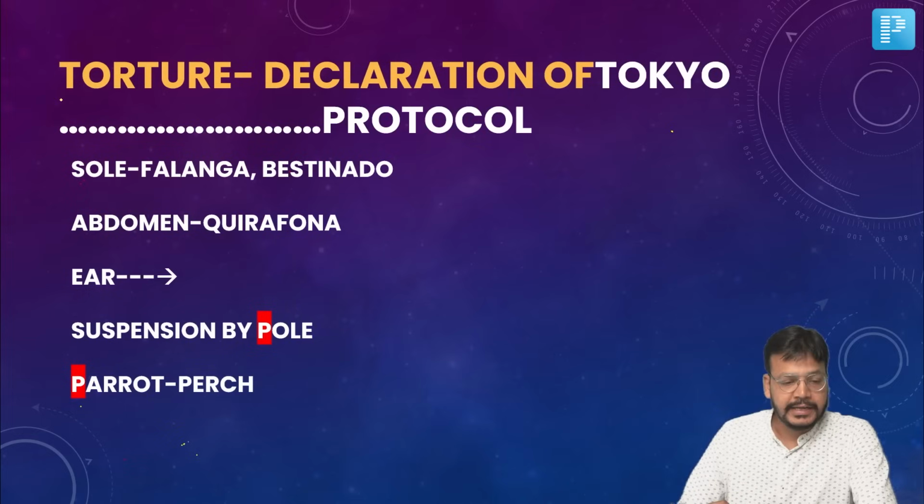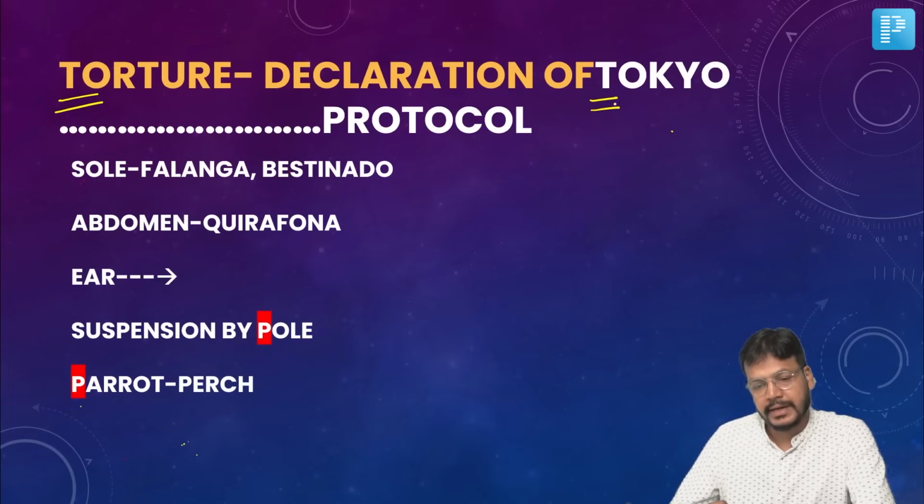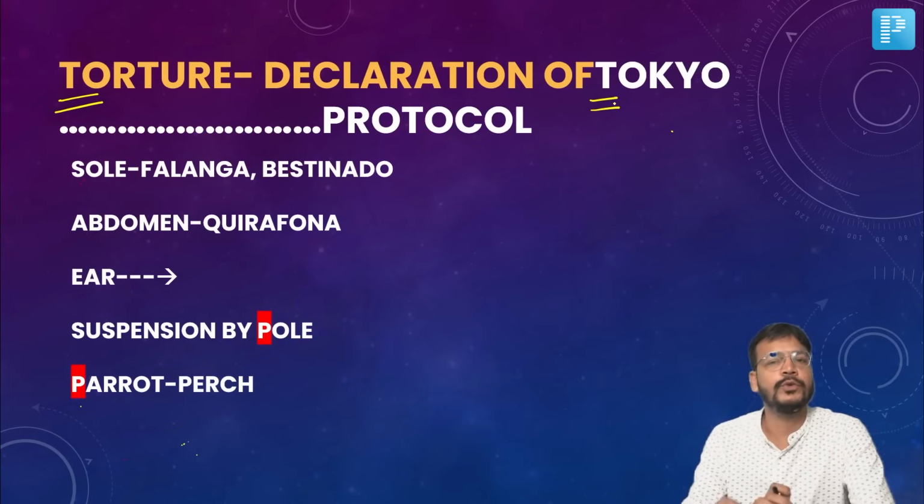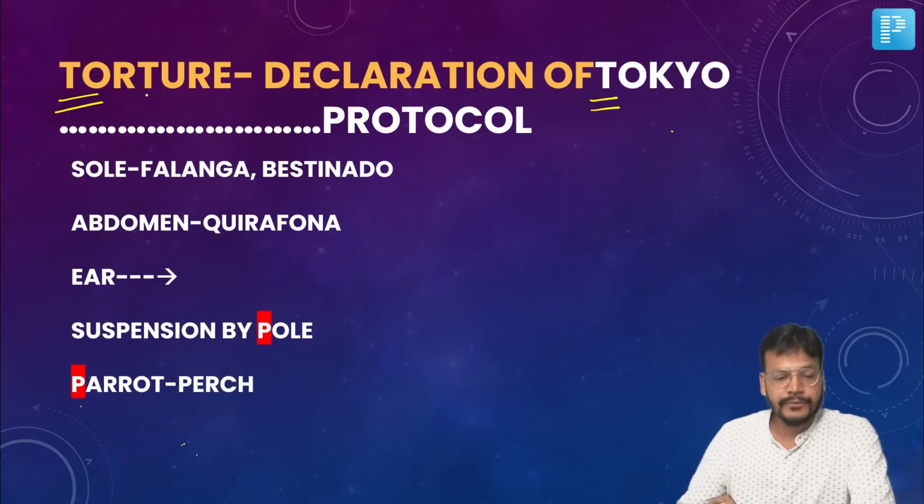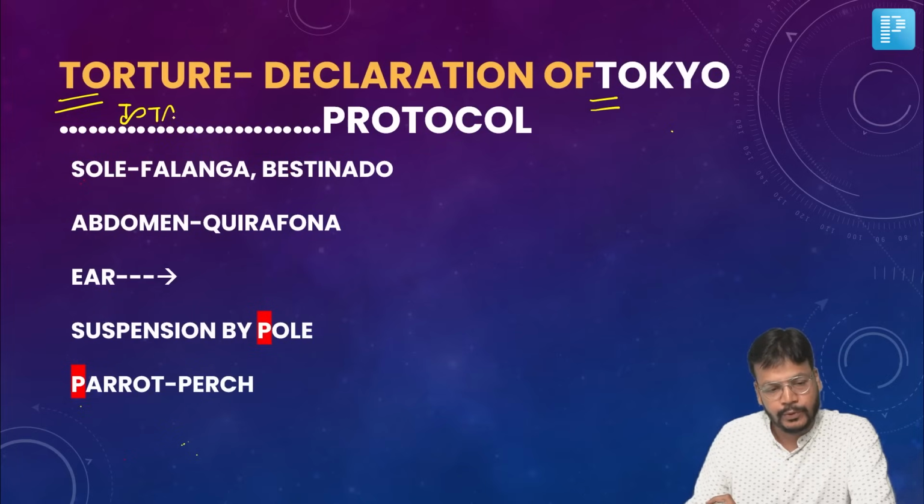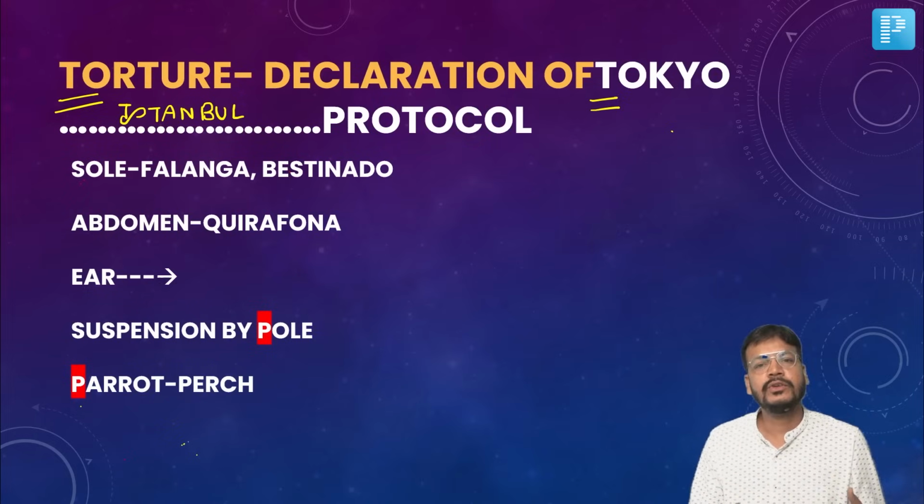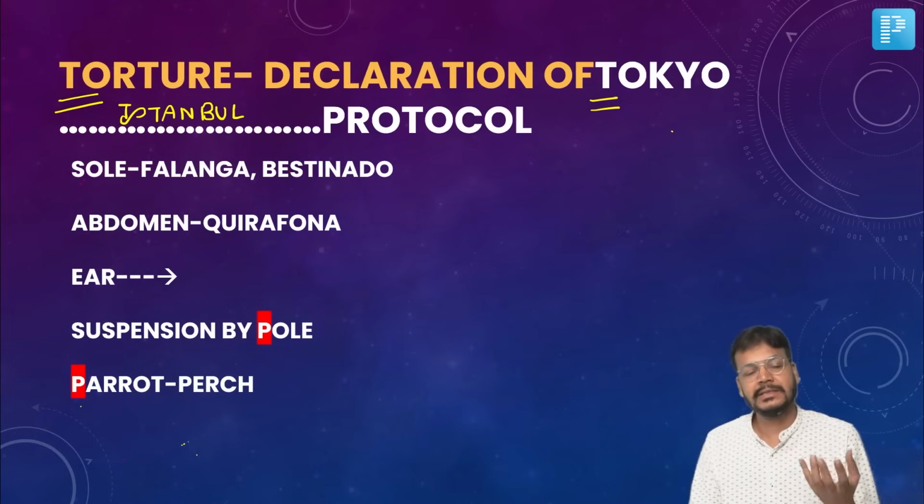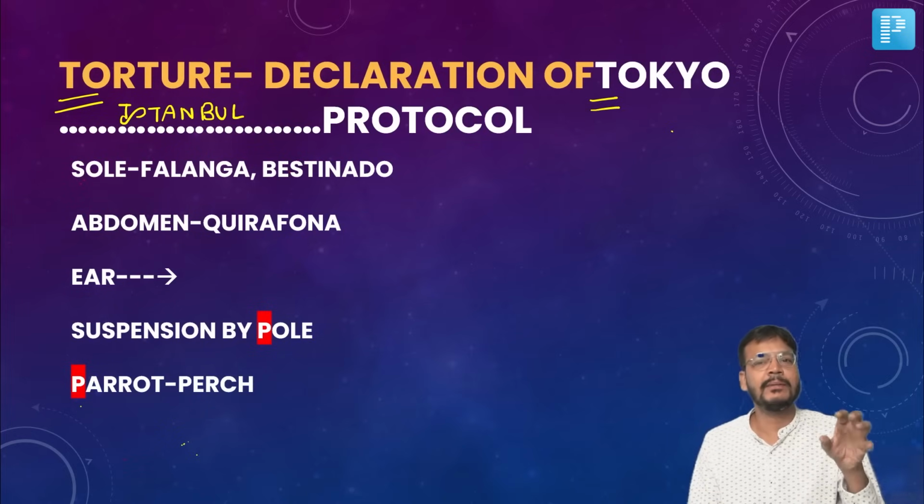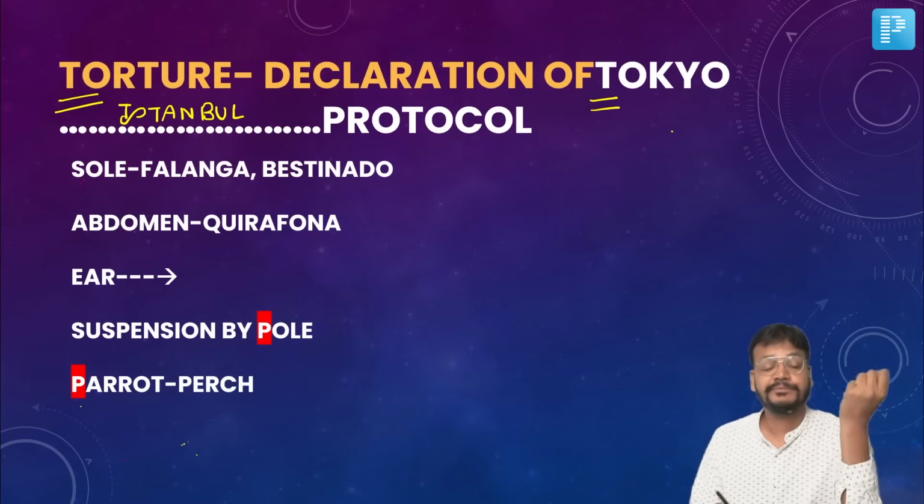Now sir, torture. How to remember TO for torture? It was given by the Declaration of Tokyo, TOTO. Sir, for torture we use a protocol that is known as the Istanbul Protocol. The Istanbul Protocol is related to the examination of torture victims. And you can also remember it this way: Istanbul, Turkey, T for torture, T for Tokyo, T for Turkey.